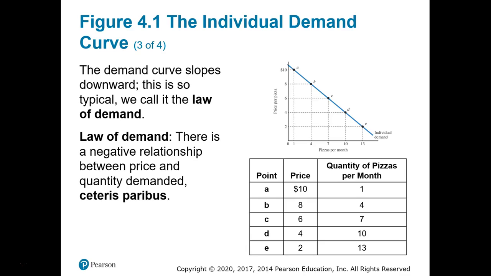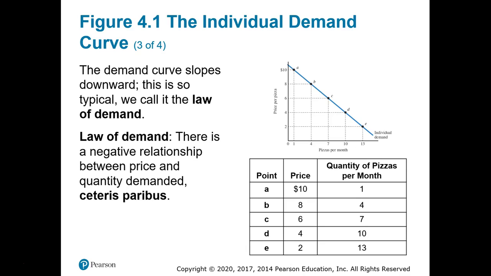So the law of demand states there is a negative relationship between price and quantity demanded, as long as everything else holds perfectly still. This curve slopes downward, and that is why we call it the law of demand. As the price goes down, it affects our actual ability to want. We want more. If the price increases, we want less.